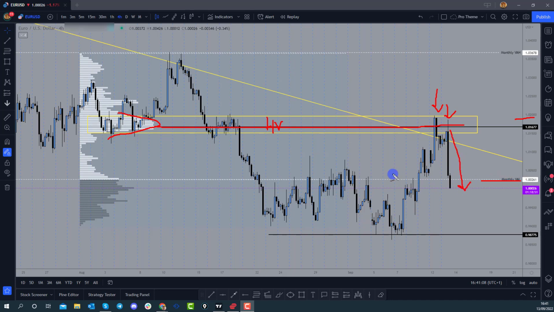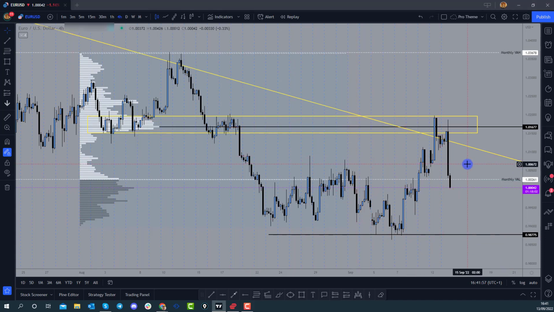We're now breaking back below the monthly value area low, which is a strong indication that we could be seeing a continuation to the downside, maybe a pullback into that 0.9900, and if it was to break that, we have further room to go.